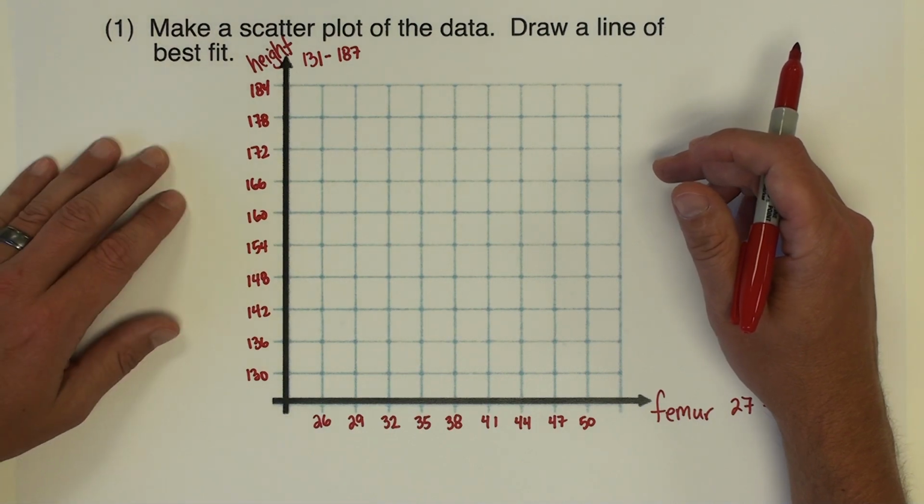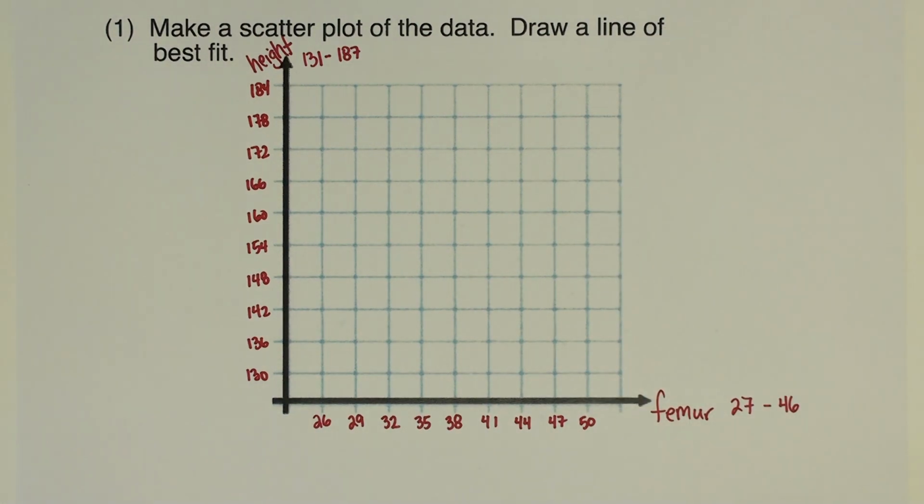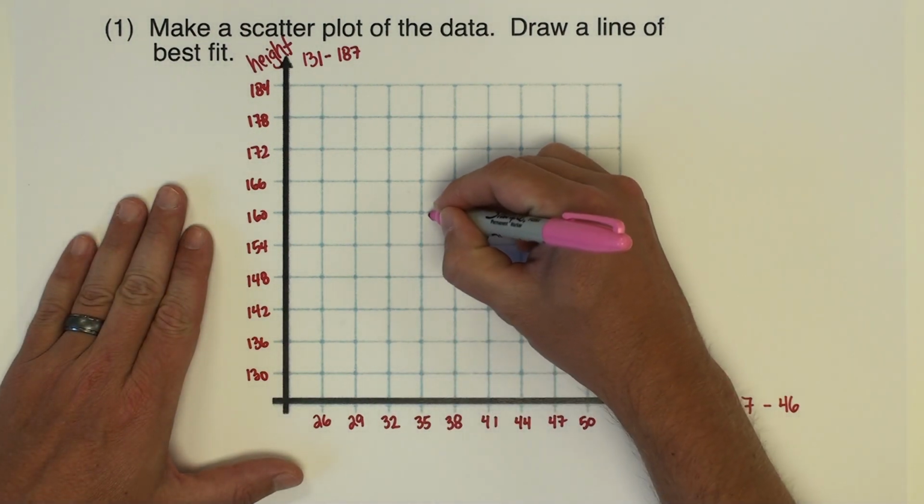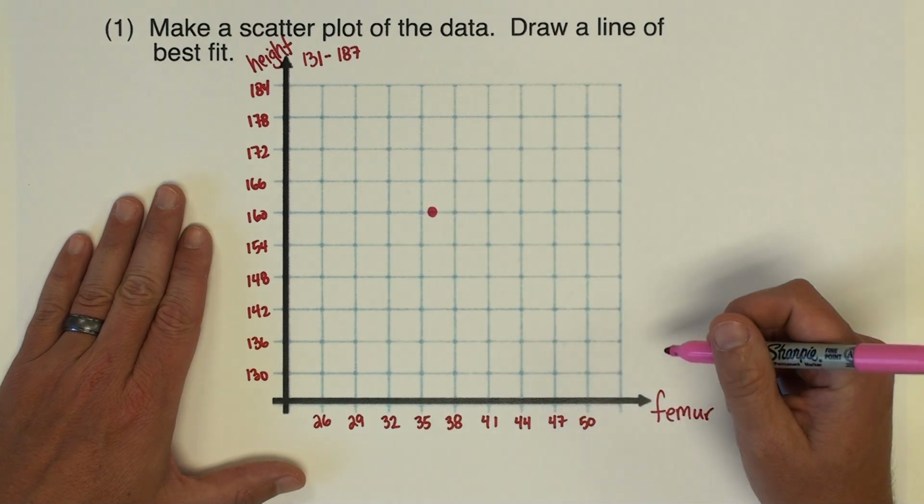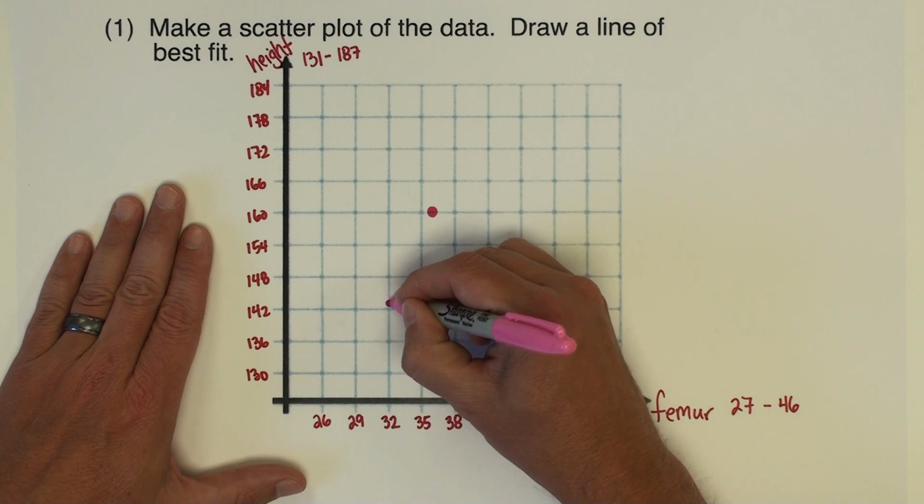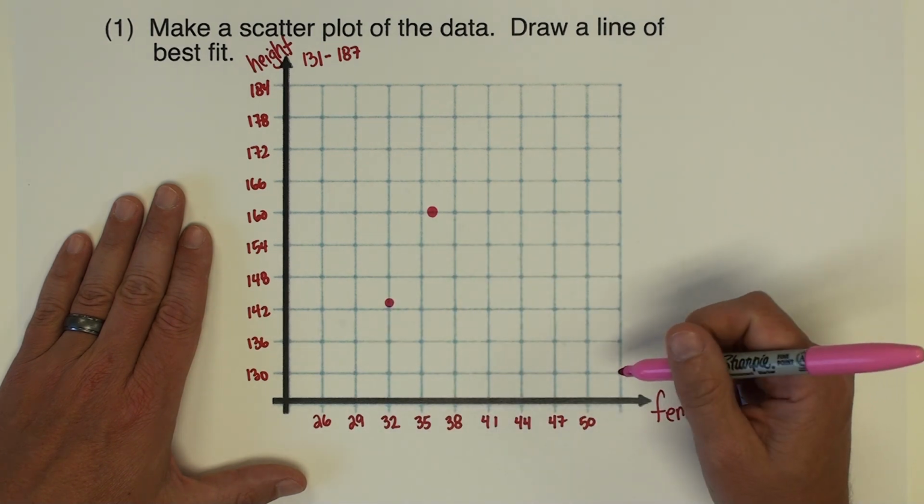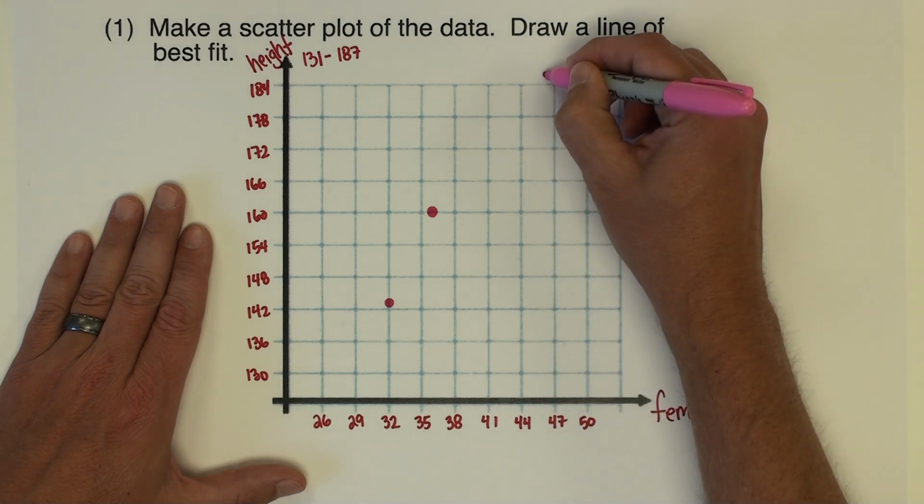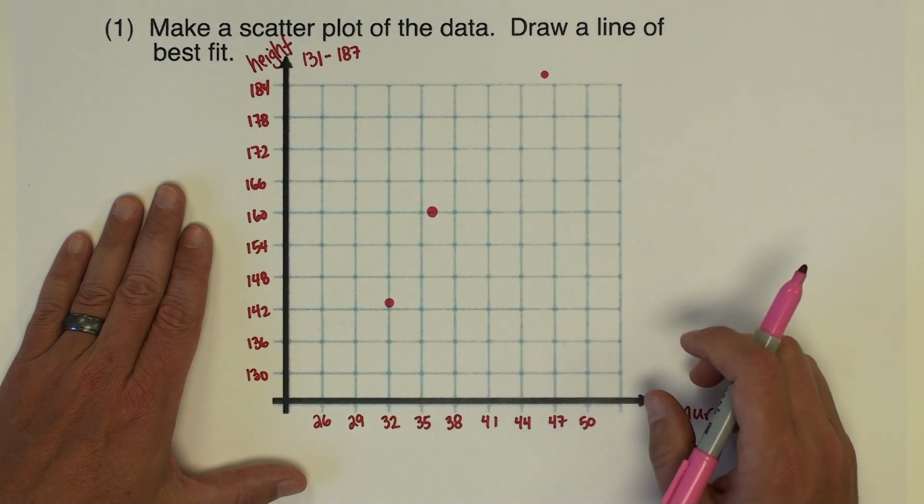So now let's go ahead and start plotting some points. We're just going to take all the points one at a time and put them on the graph. So my first point is 36, 160. So 36 is going to be about here, 160 going to there. Okay. Next point, 32, 143. So 32, 143 lives about there. Next one, 46, 187. So 46 is here, 187, that's the one that's going just a little off the graph. I can live with that.